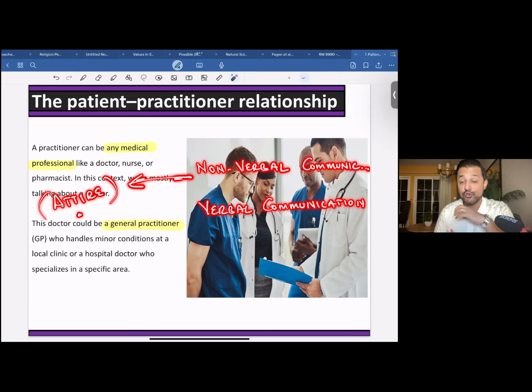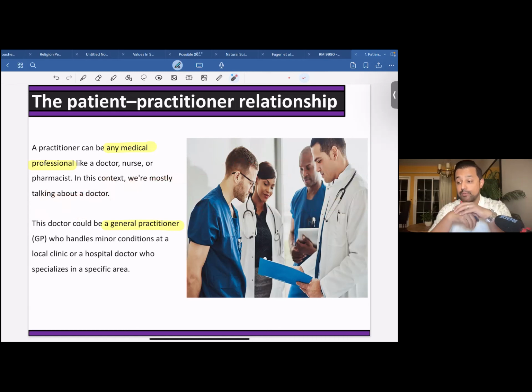To what extent do you think the attire of the doctor matters when it comes to the patient practitioner relationship, or when it comes to the patient holding an opinion about the practitioner? In other words, what I'm trying to say is, would a doctor wearing something casual be taken seriously by the patient or not, right?